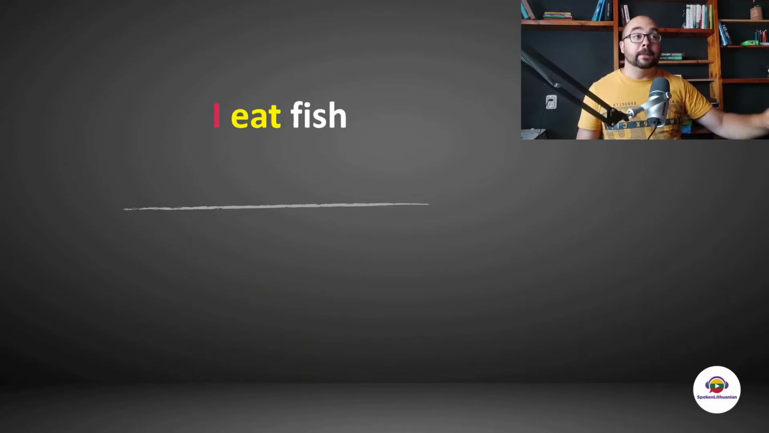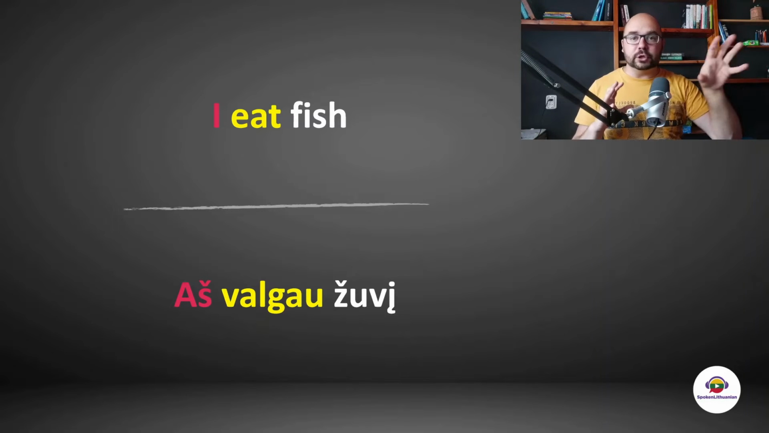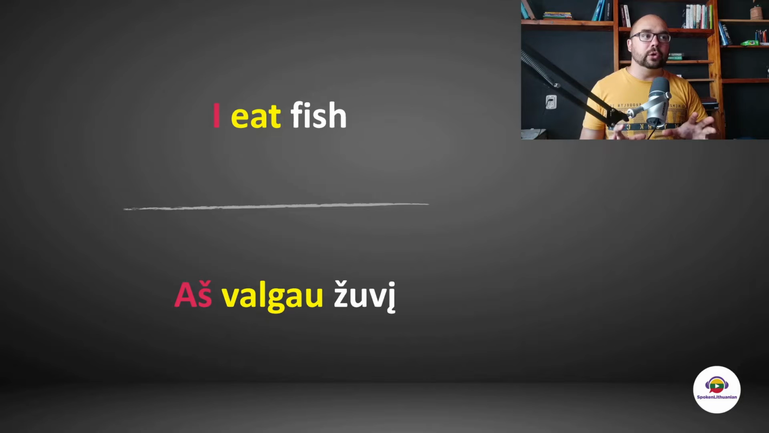Now, I eat fish. I would say aš valgau, and I would use this accusative case. Aš valgau what? I eat fish. Aš valgau žuvį. Ar ne? I eat fish. Good. I hope you're getting it so far.